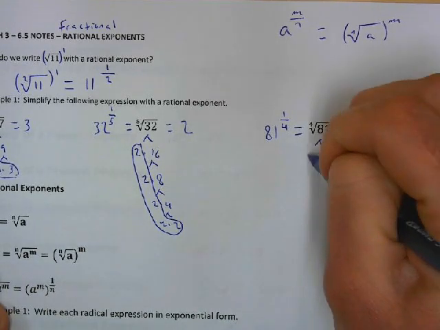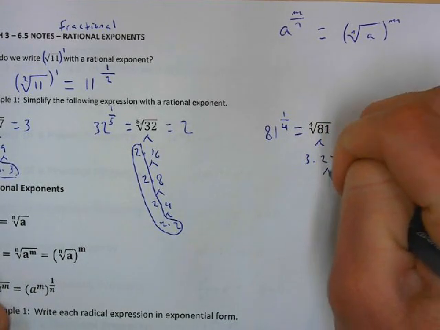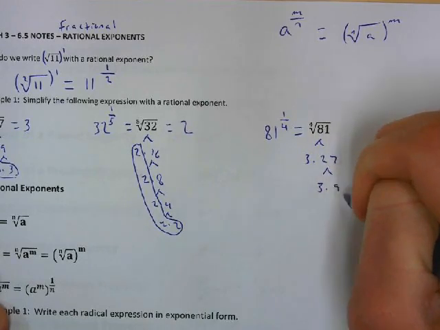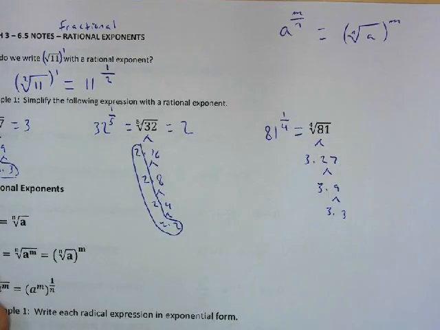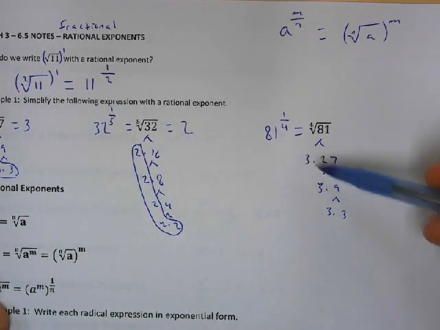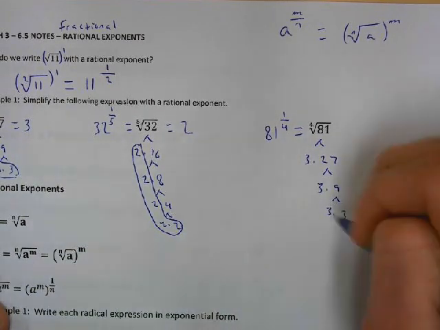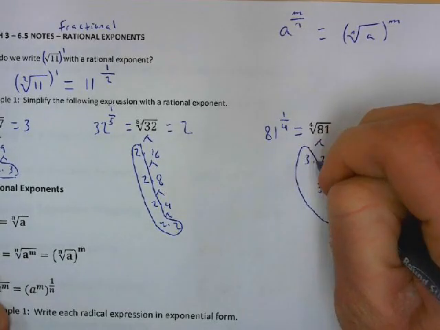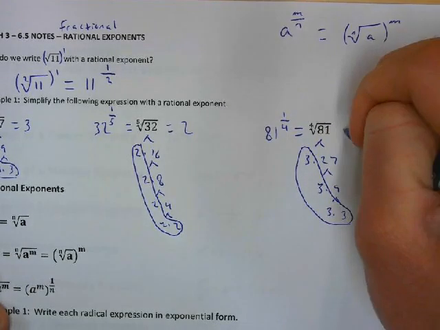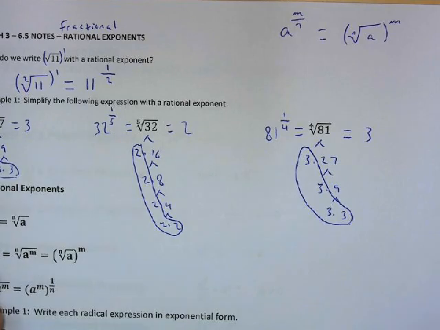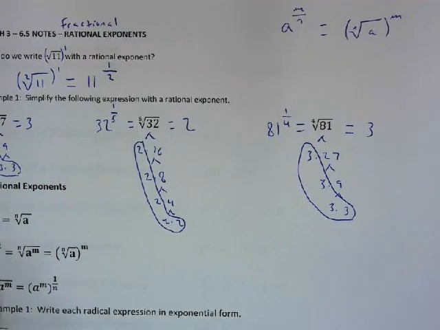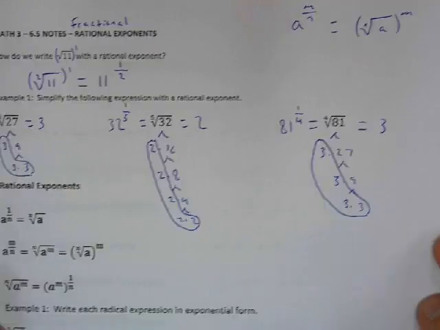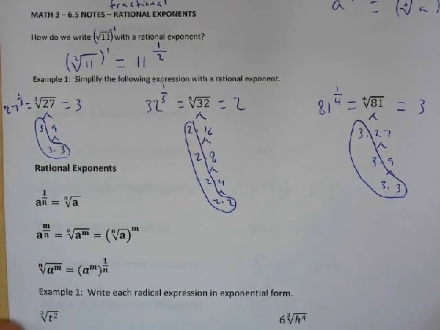Well, 81 is 3 times 27. 27 is 3 times 9. 9 is 3 times 3. Again, it's a 4th root. Do we have 4 of anything? Well, sure, we got 4 3s. So then we can take out a 3. And then there's nothing left over, so our answer is just 3. Okay? All right, a little intro into rational expressions there.